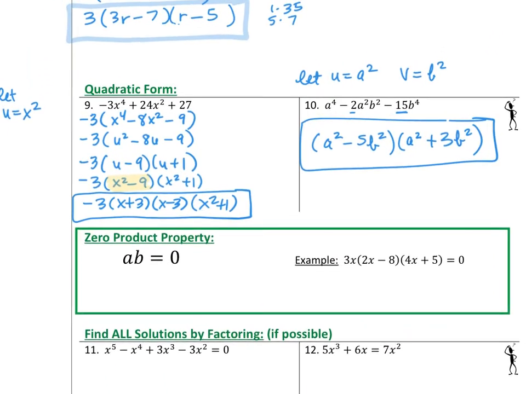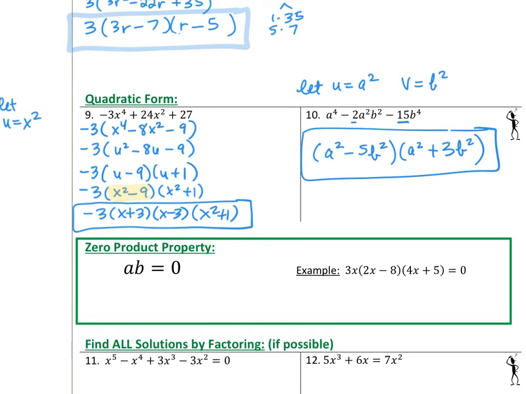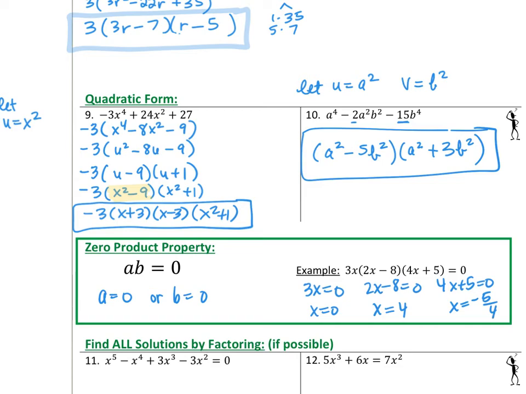Zero product property. Remember, if you have a times b equals 0, then that means either a is equal to 0 or b is equal to 0. One of them has to equal 0. So if you had something that was factored, then you would just use your zero product property and set each one of these things equal to 0 and solve to find out your answers. So that's like the nice thing about factoring. You can easily get answers, so we know x is 0, x is 4, x is negative 5/4.